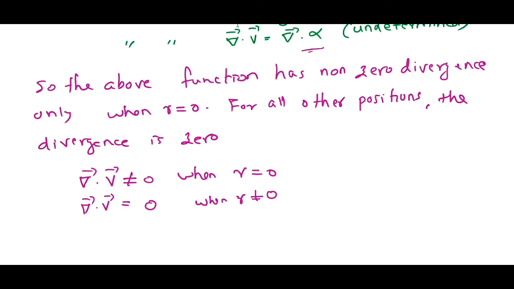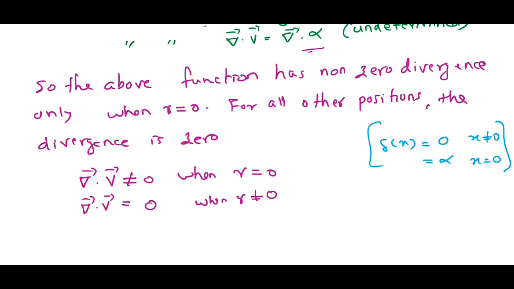This is similar to how we defined the Dirac delta function: delta x is equal to 0 when x is not equal to 0. When x is equal to 0, this has a non-zero value, this infinity value, in a similar fashion. Okay, this we have already seen. This is a case of the Dirac delta function.